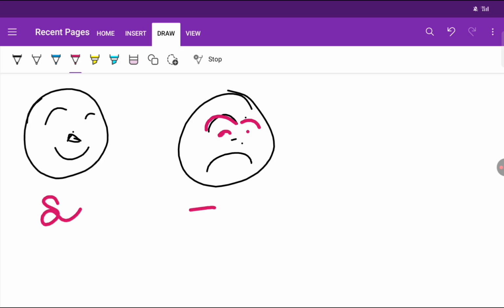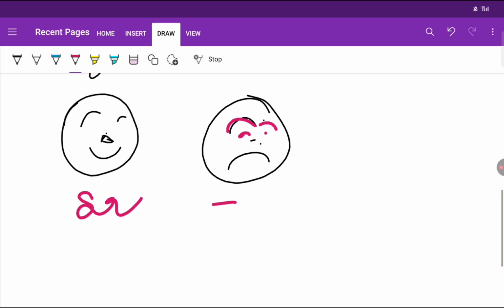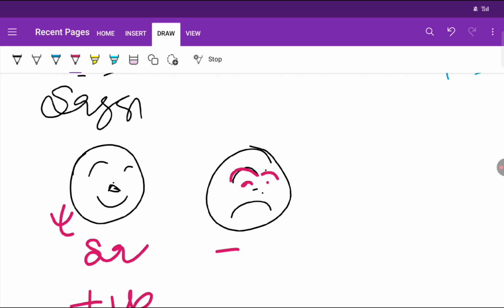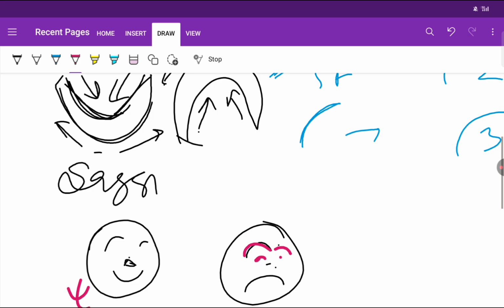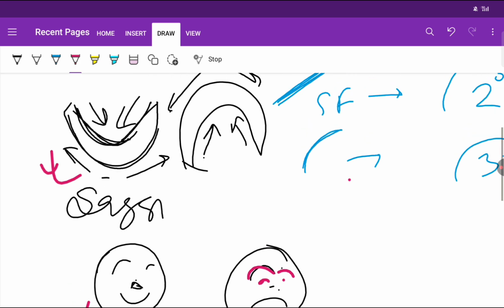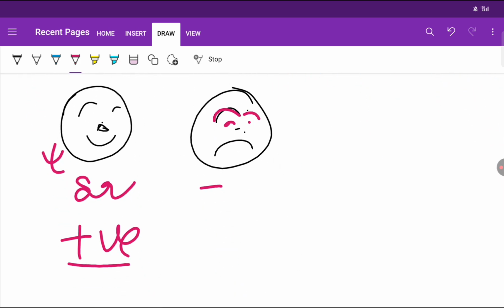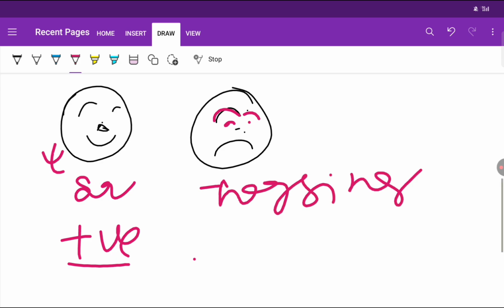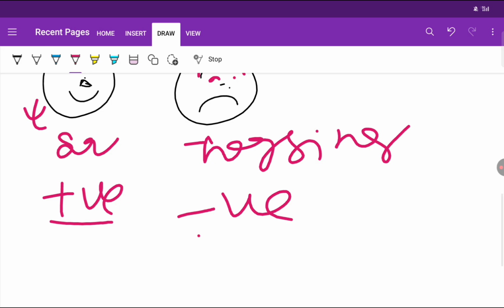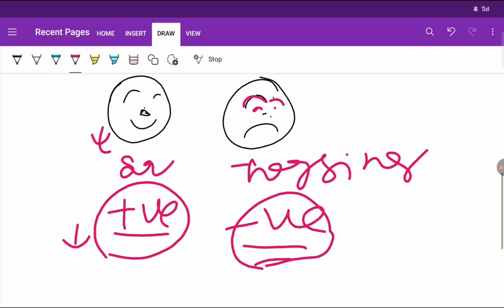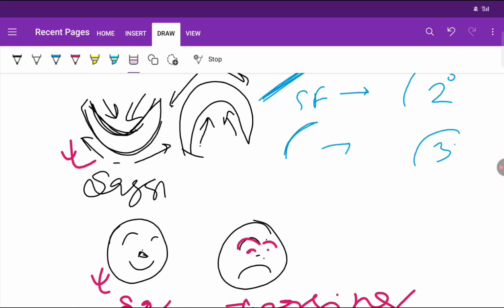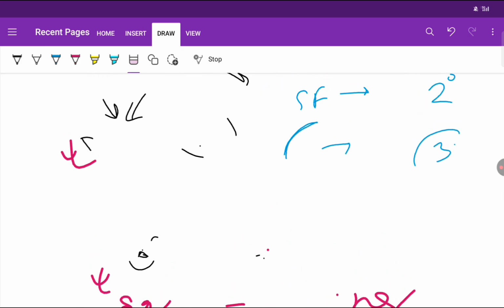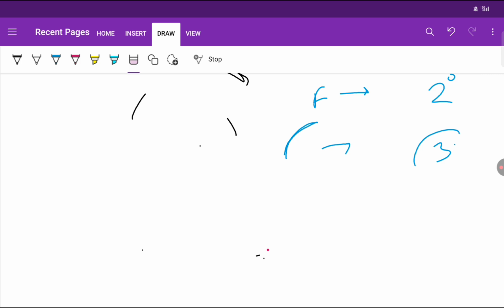Sagging means a positive attitude, so the bending moment will be taken as positive. If the beam bends in this way, we take it as positive. This is our happy beam, and this sad beam is called hogging. Hogging means negative attitude, so we take it as negative. For a positive attitude, the happy beam, positive. I think you can remember this if you understand these things. This is a very important thing.